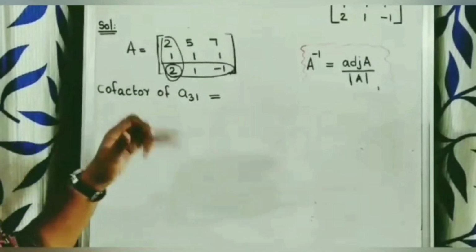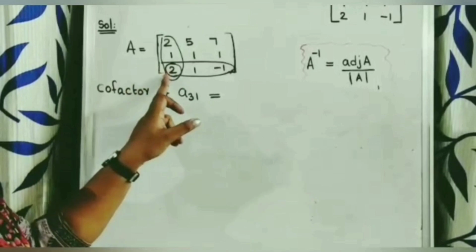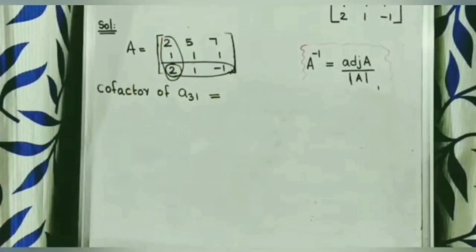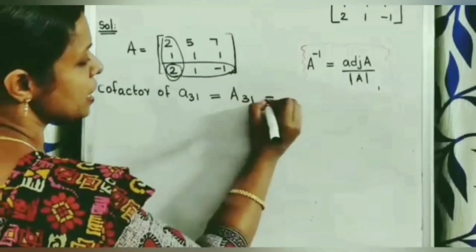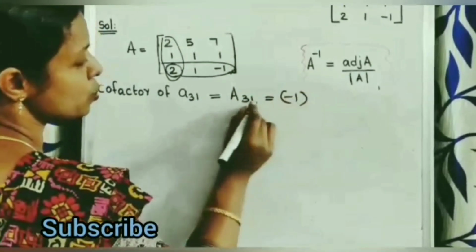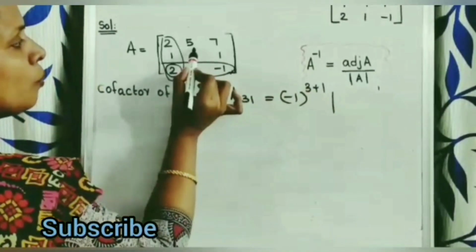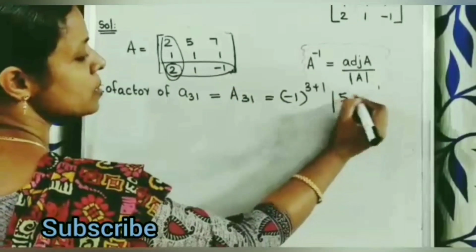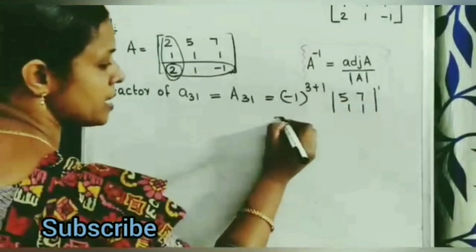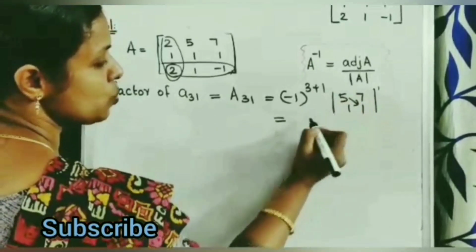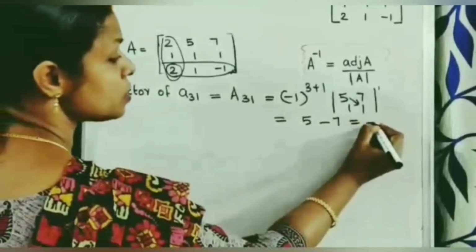Next is cofactor of A31. Here A31 is 2. First we eliminate third row and first column. That is equal to, we can write A31 is equal to negative 1 whole raised to 3 plus 1. Then write determinant. Remaining elements here 5, 7, 1, 1. Negative 1 whole raised to 4 is 1. That is equal to, we can write 5 into 1 is 5 minus 1 into 7 is 7. We get 5 minus 7, that is equal to minus 2.